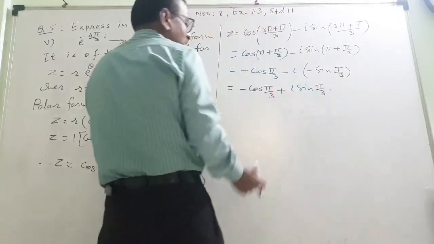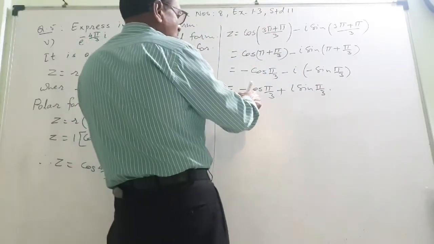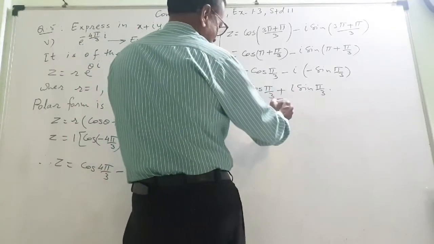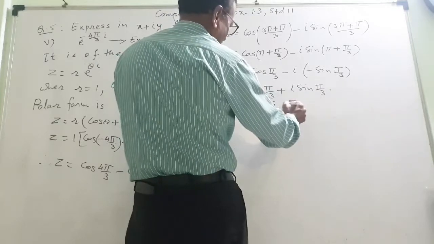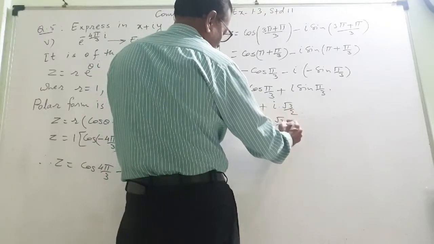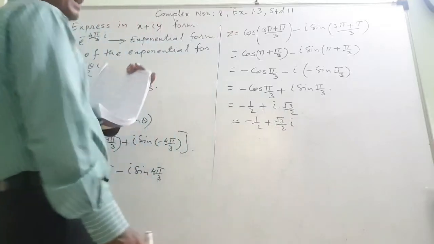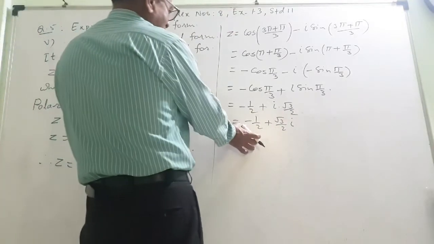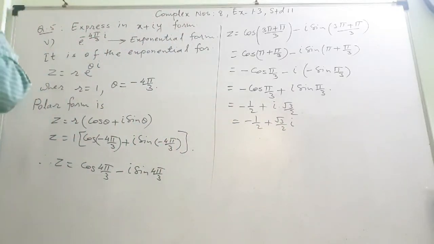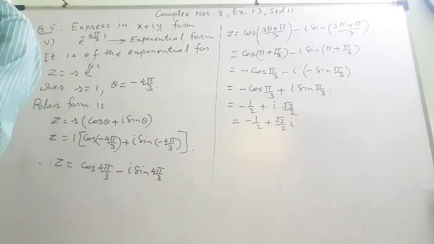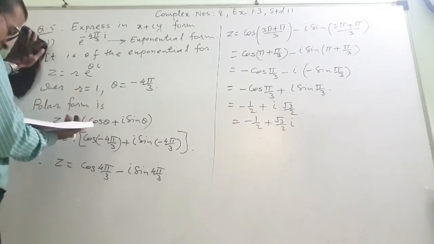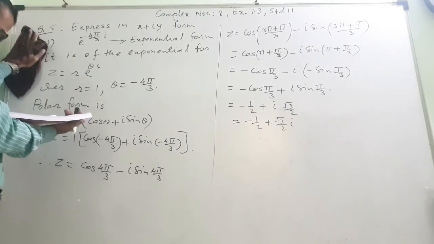Pi by 3 means 180 upon 3, which is 60 degrees. That is equal to cos of 60, which is minus half, plus i into sine of 60, which is root 3 upon 2. So properly I will write minus 1 upon 2 plus root 3 upon 2 i. It is of the form x plus iy, where x is equal to minus half and y is equal to root 3 upon 2. Hope that you have understood this topic. So now I will close this question number 5.